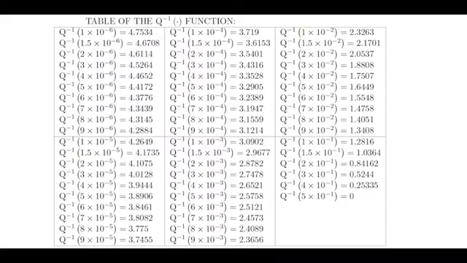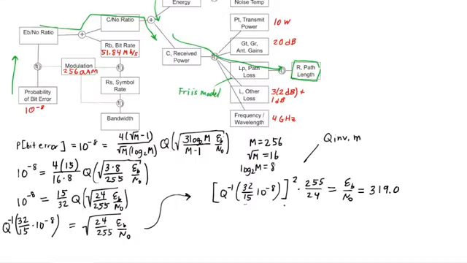I have a table as well that lists argument versus Q inverse for many different values of what the argument would be. These are things that you can use if you don't have MATLAB handy, like if it's on an exam and you don't have MATLAB available, then you can do this. You can use those tables or the graph.